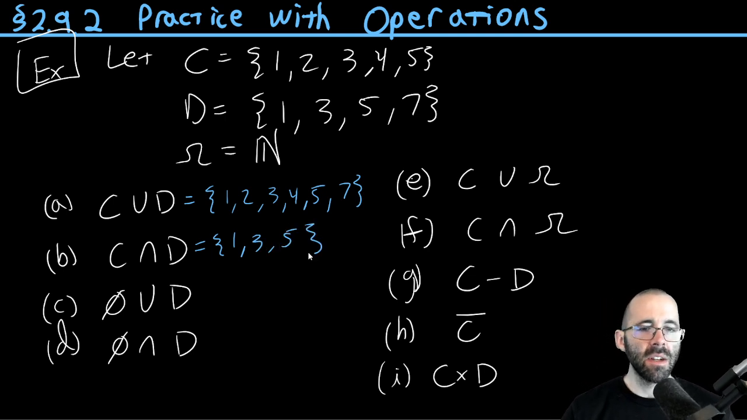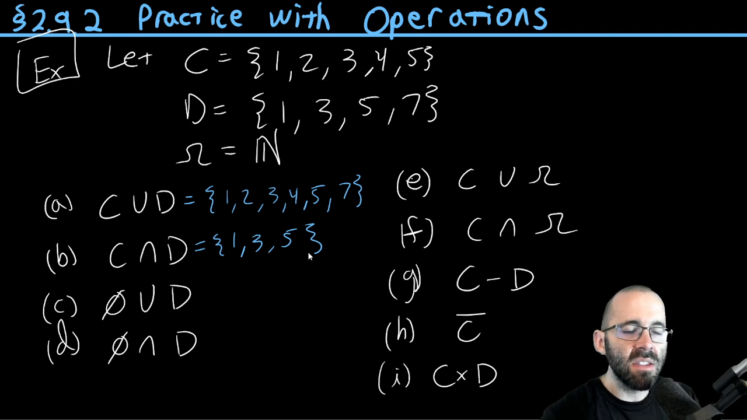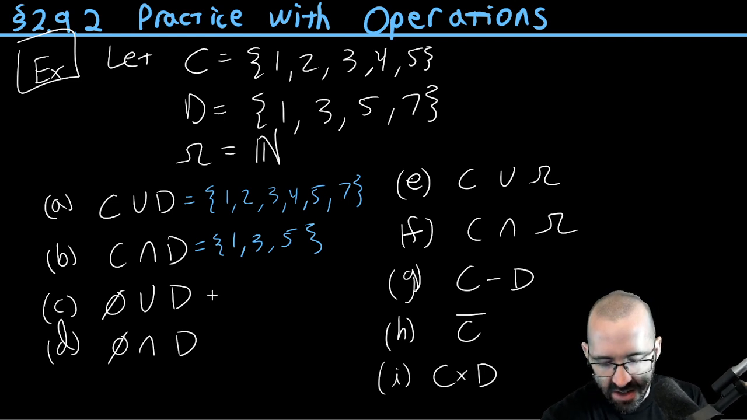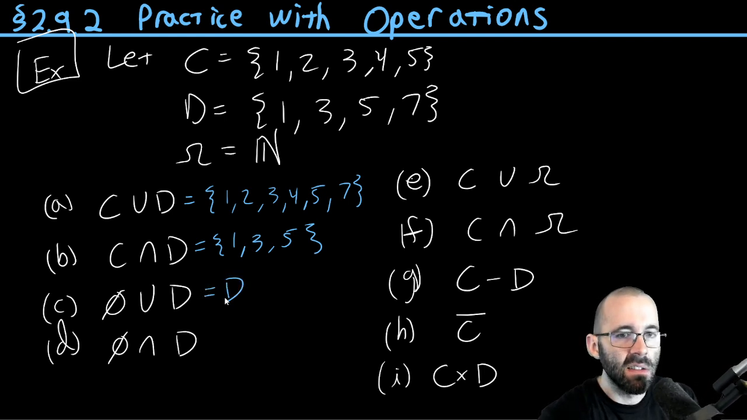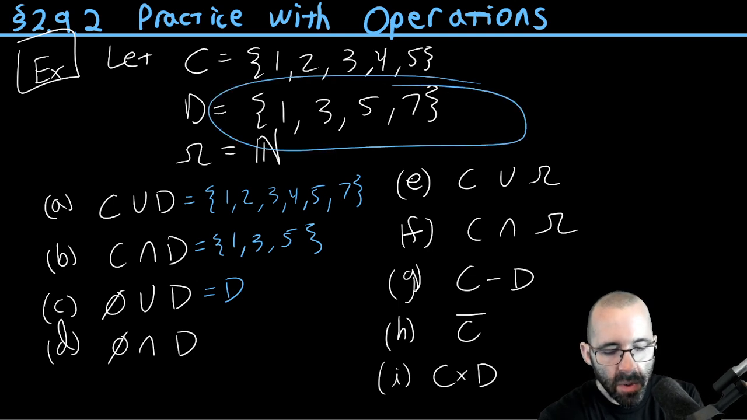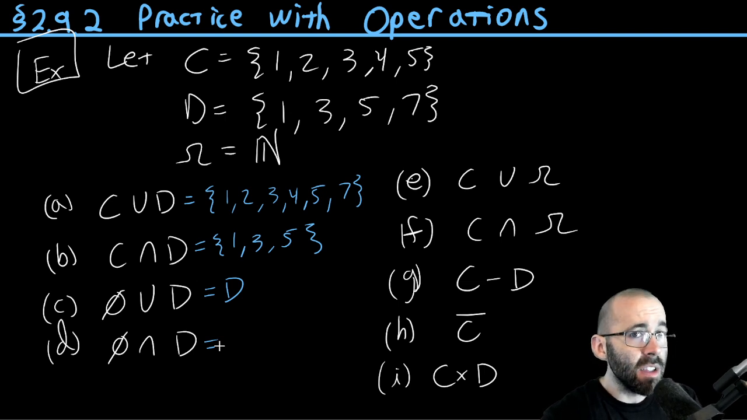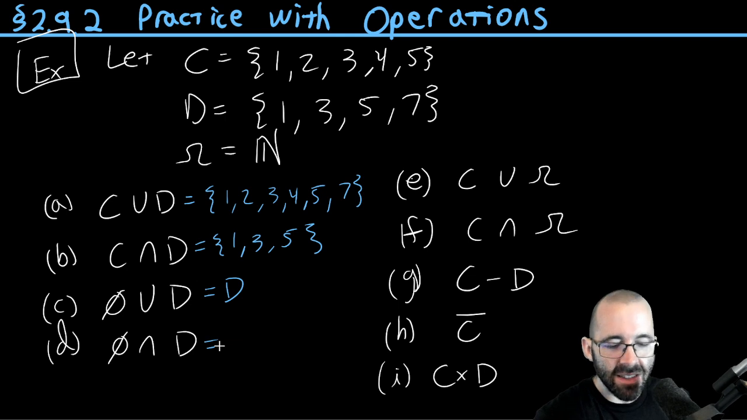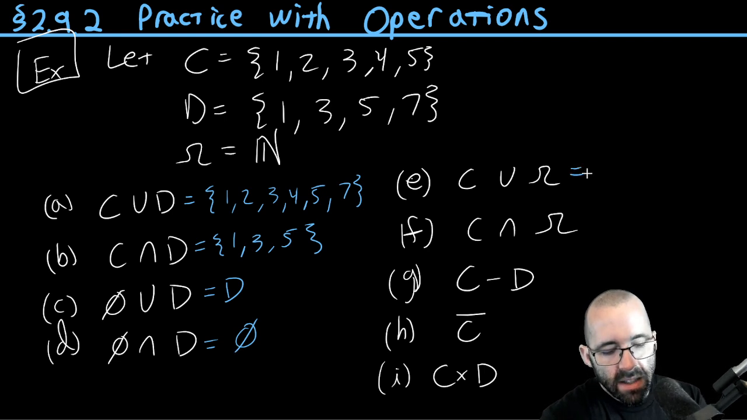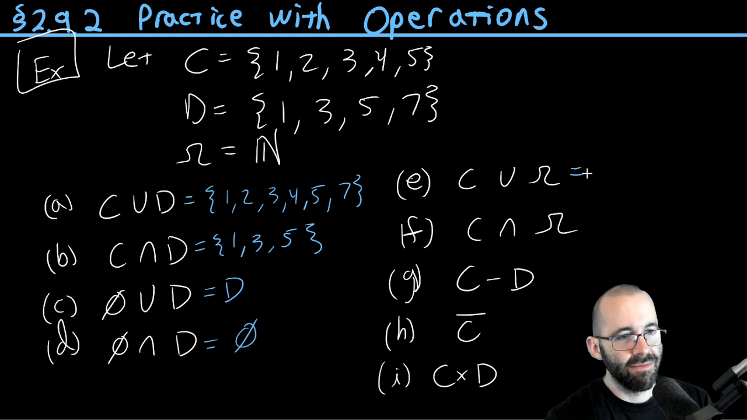Now we get to some weird things that we didn't talk about in the last video. What is in the empty set or D? What's in either or both of them? Well, there's nothing in the empty set. The answer is just D. You could write this out explicitly if you wanted, or you could just say it's D. Similarly, what's in both the empty set and D? Well, nothing's in the empty set, so nothing can be in both of these sets. Empty set.